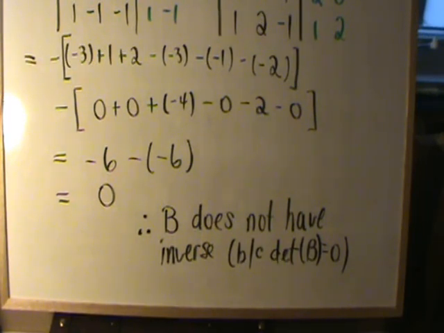This tells us that B is not going to have an inverse because we found that its determinant is equal to 0.